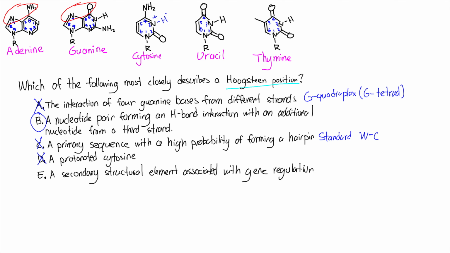And then E says a secondary structural element associated with gene regulation. Well, Hoogsteen pairings can play a role in regulation, right? But this option doesn't really describe a Hoogsteen position. It describes a biological function, but not the chemical signature or chemical structure of a Hoogsteen position. So we can also eliminate this one. So the final answer is that a Hoogsteen position is a nucleotide pair forming an H-bond interaction with an additional nucleotide from a third strand.